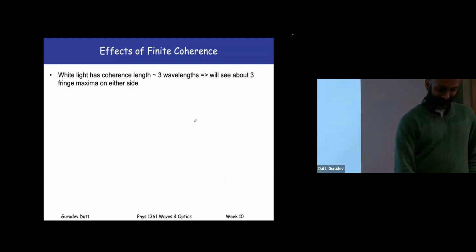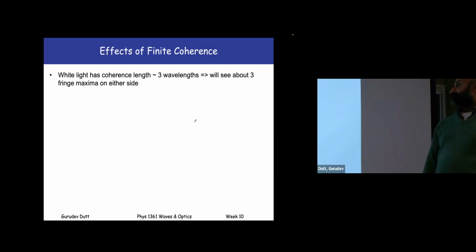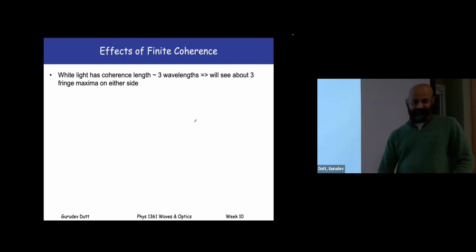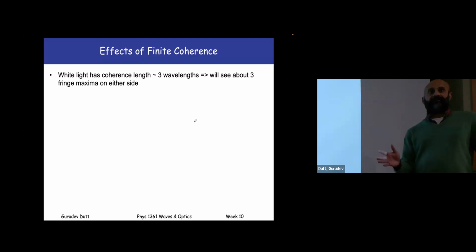Because we did talk. Okay, so white light has a coherence length of about 3 wavelengths of the central frequency of 500 nanometers. So that means that we'll only see about 3 fringe maxima on either side. That's because we want the interference pattern.